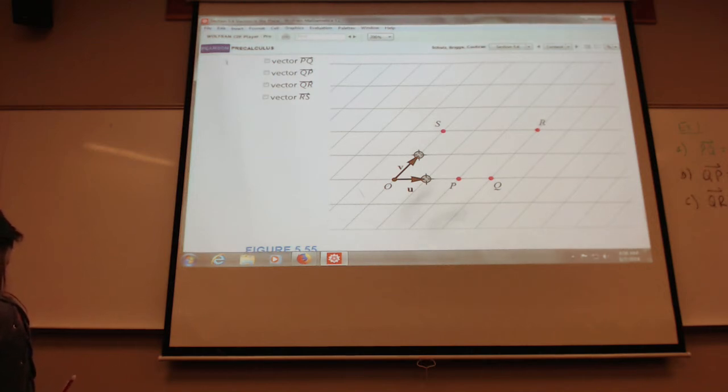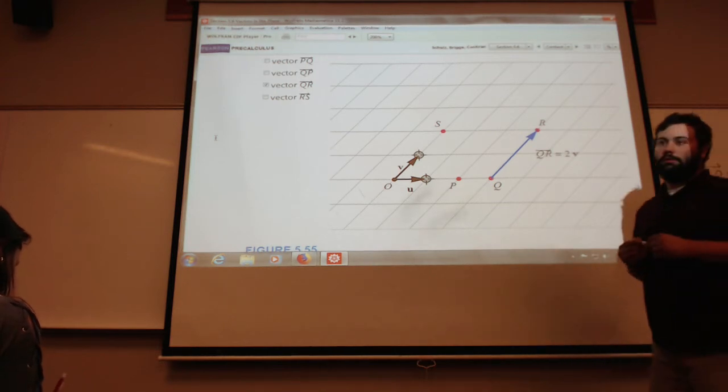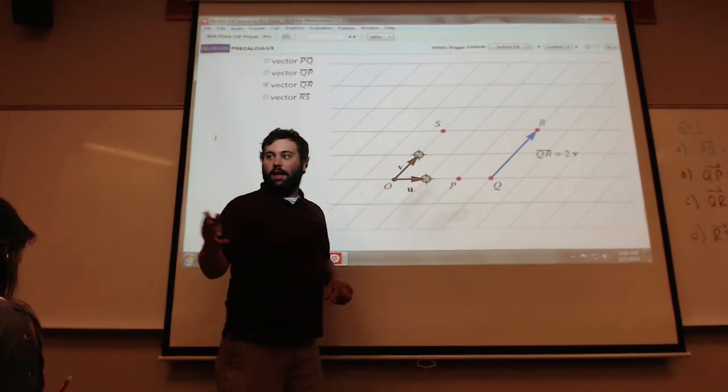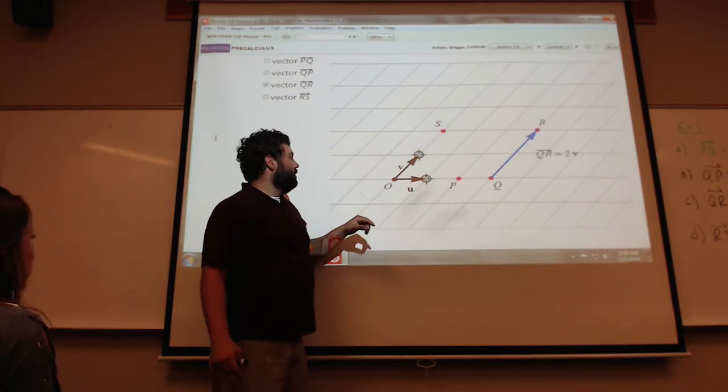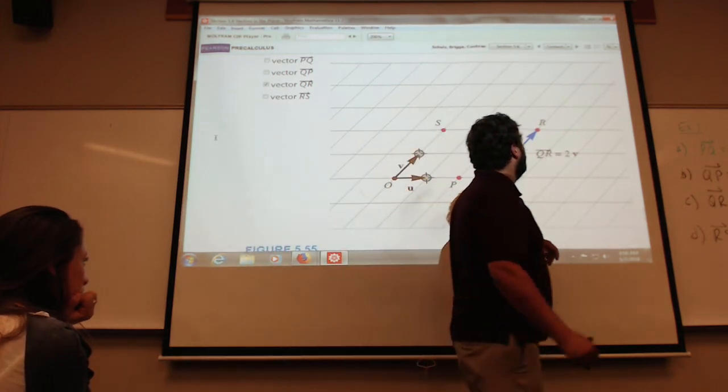Let's see if we were right. I'm pretty sure we were. Yep. And then what about D? If I want to go from R to S, it's negative 3u. Okay, so notice to go from R to S, you said it has something to do with u, right? Negative 3. So it should be negative 3u? Okay.